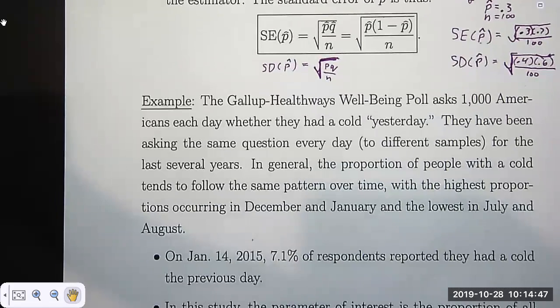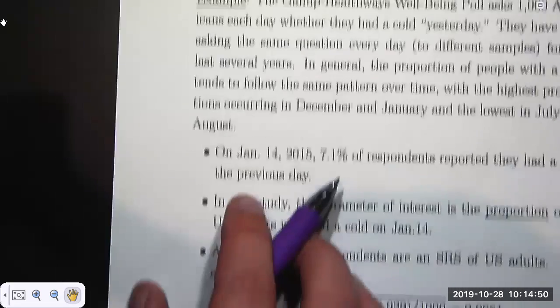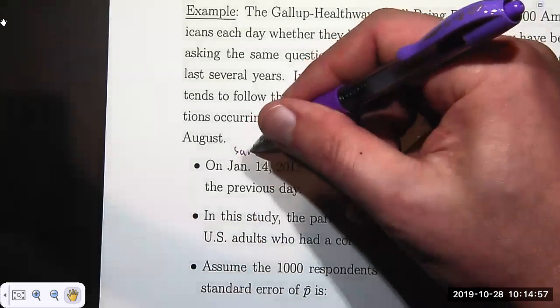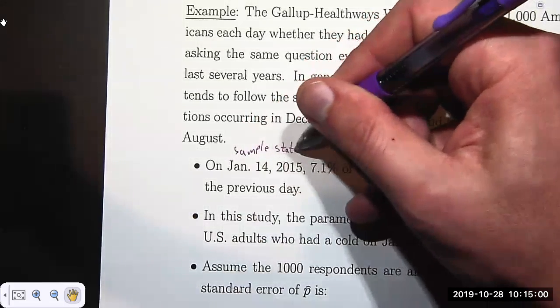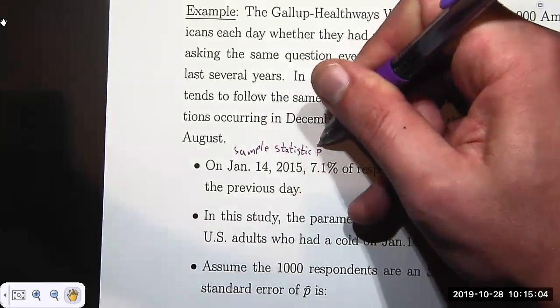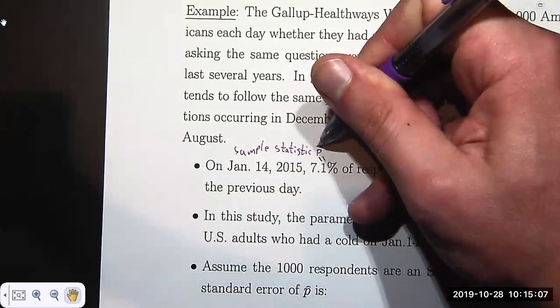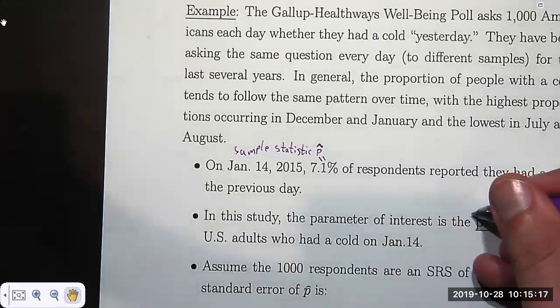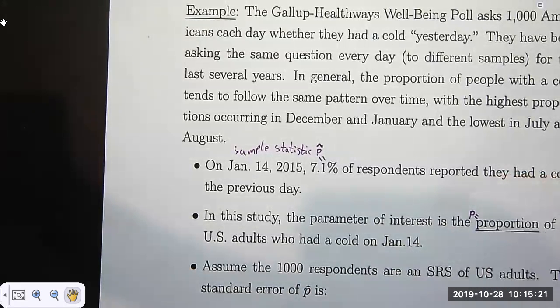All right, so here we've got a sample statistic right here. Sample statistic p hat equals 7.1%. And then we've got the p, the proportion of all US adults who had a cold on January 14th. Yeah, make sure you know how to define what the parameter is and what the statistic is.